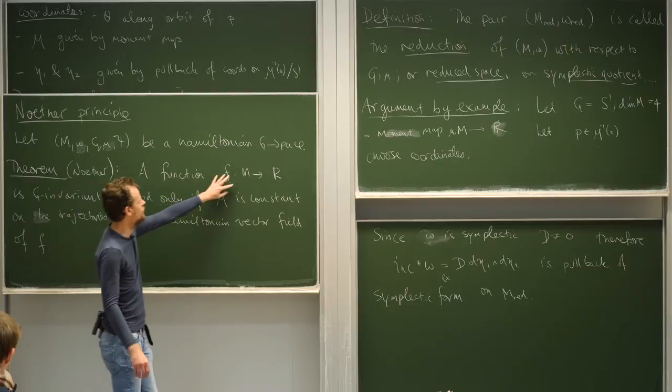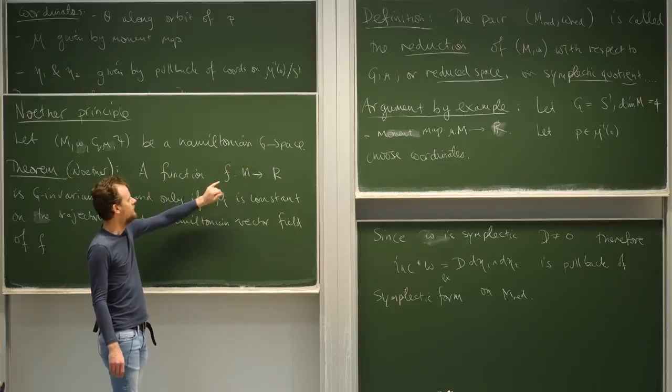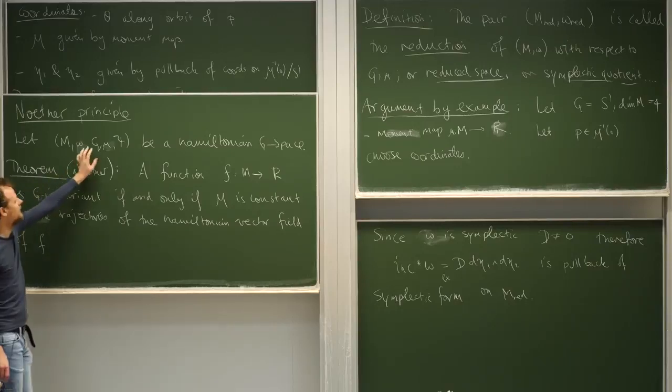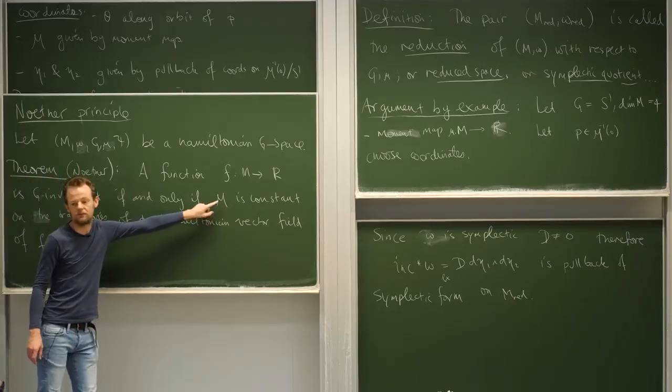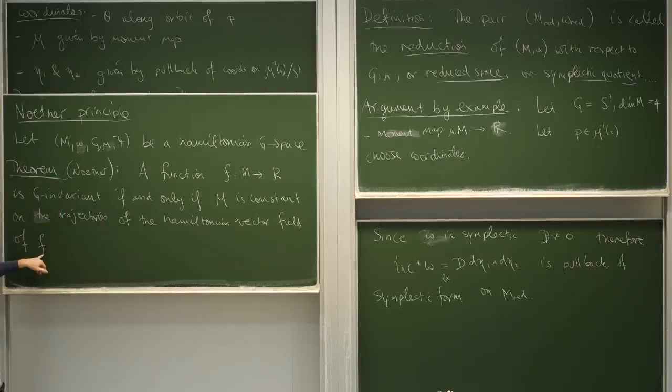So it enjoys a dual role, a dual interpretation here. F is like the conserved charge, or the observable corresponding to the conserved charge. It's G invariant, it's invariant under this Lie group action, if and only if the moment map itself is constant on the trajectories of this vector field generated by F. So here we think of F as both being a conserved charge and generating a flow.